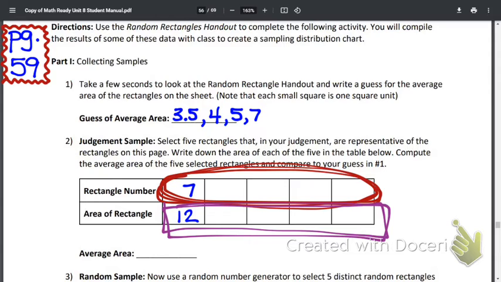So I'm going to bring everybody a red dot. So you're going to write your average on the dot, and then you're going to go put it on the poster that says judgment sample.